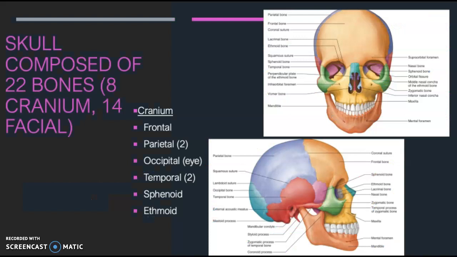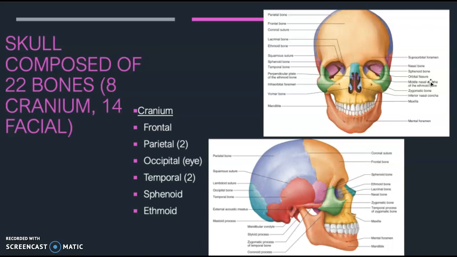So the skull is composed of 22 bones. 8 of those are cranium and 14 are facial. In this one we're going to talk about the cranial part. On the top right here, I don't know if you can see my mouse, but it also has little indications of what they're called and where their location is.